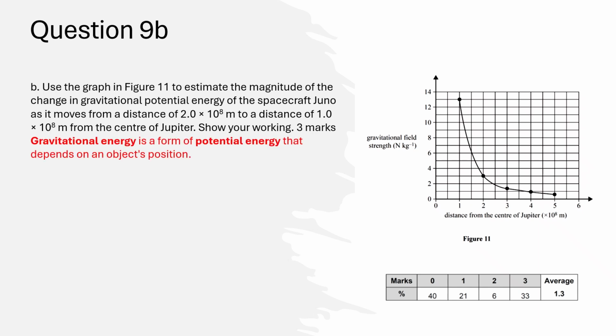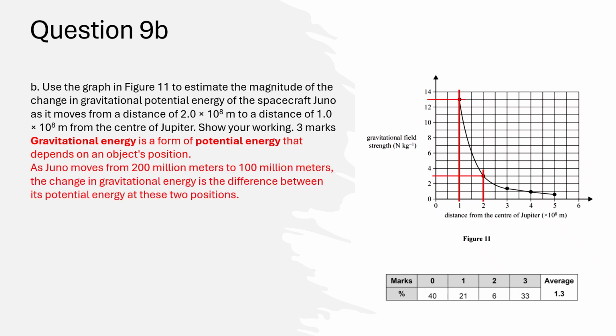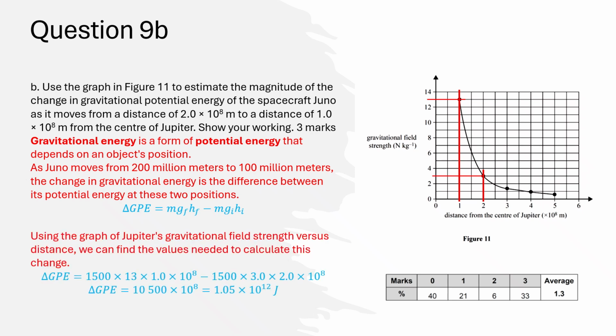Gravitational energy is a form of potential energy that depends on an object's position. As Juno moves from 200 million meters to 100 million meters, the change in gravitational energy is the difference between its potential energy at these two positions. Using the graph of Jupiter's gravitational field strength versus distance, we can find the values needed to calculate this change.